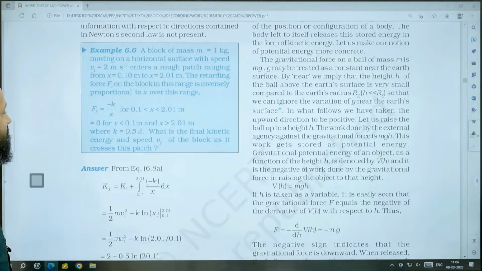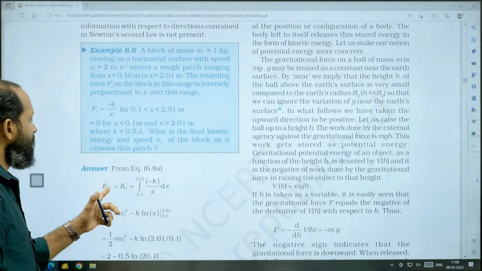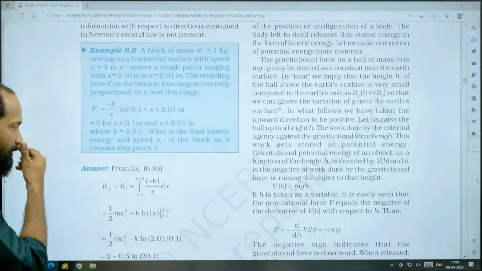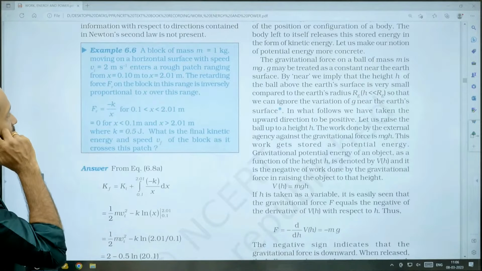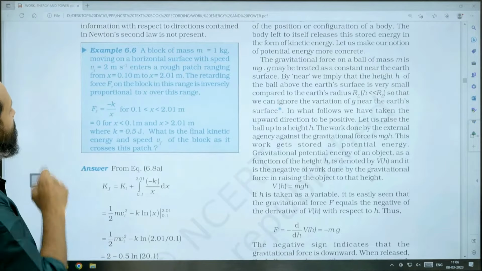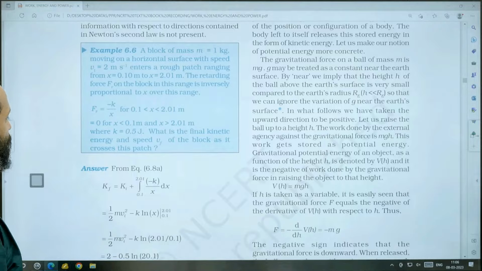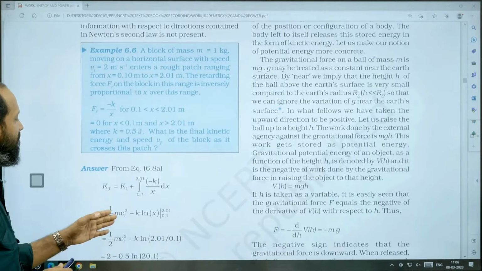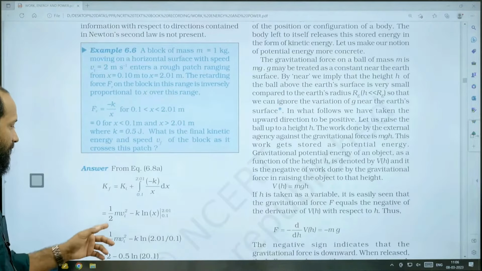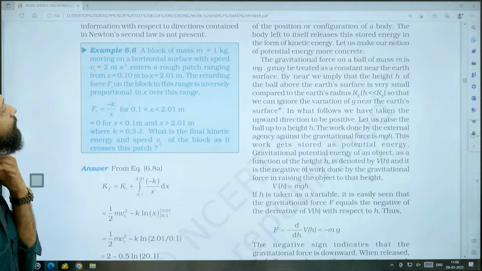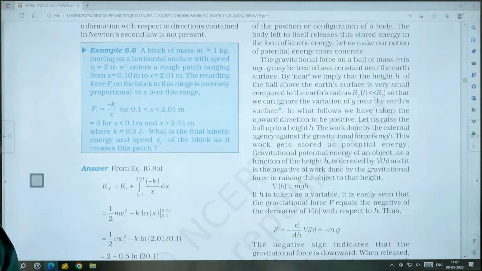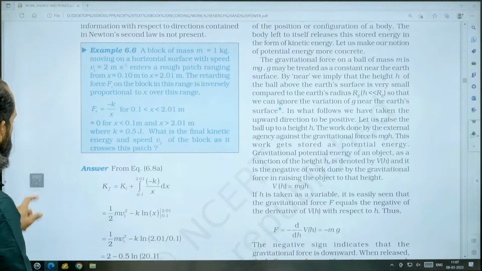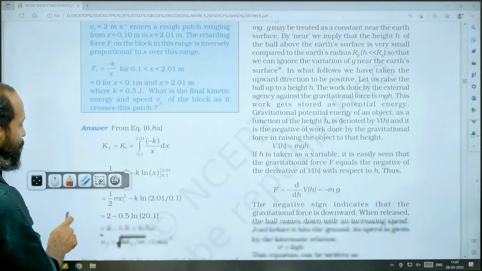Find the final kinetic energy and speed. Final kinetic energy equals initial kinetic energy plus work done by that force. And that force is minus k by x, so that is a retarding force. Initial kinetic energy is half m v initial square, that is half into 1 into 2 square, which is 2 joule. So initial kinetic energy is 2 joule.